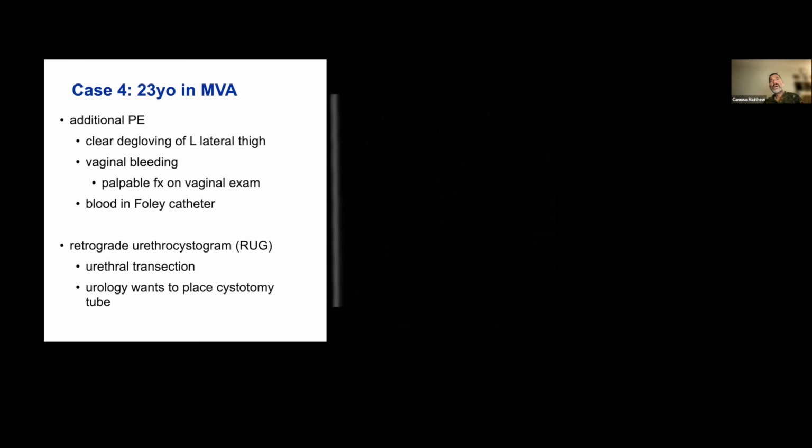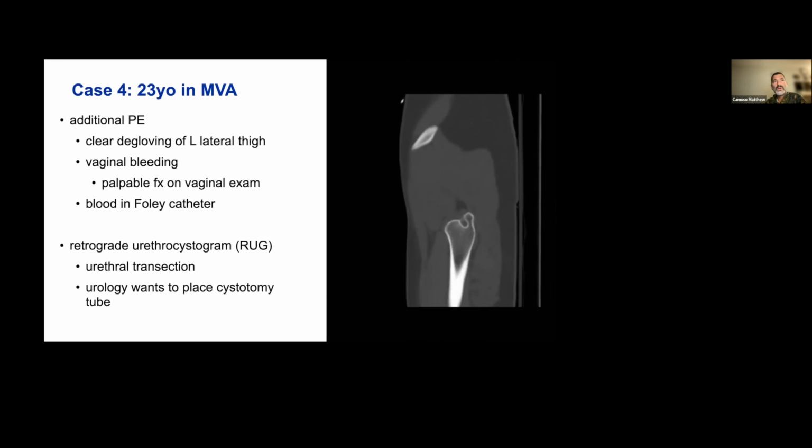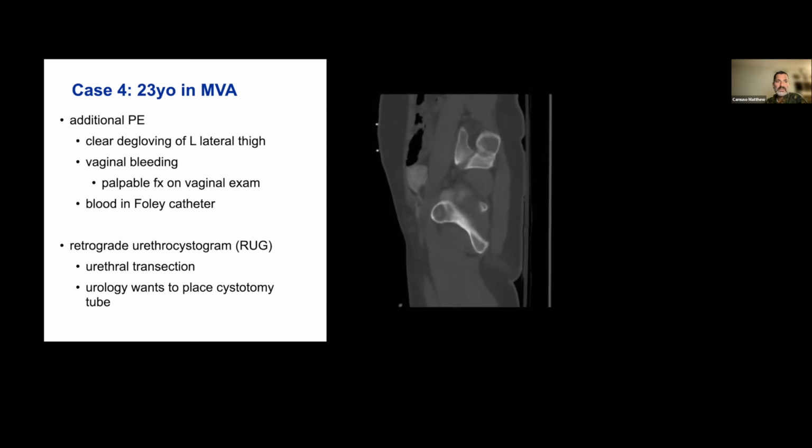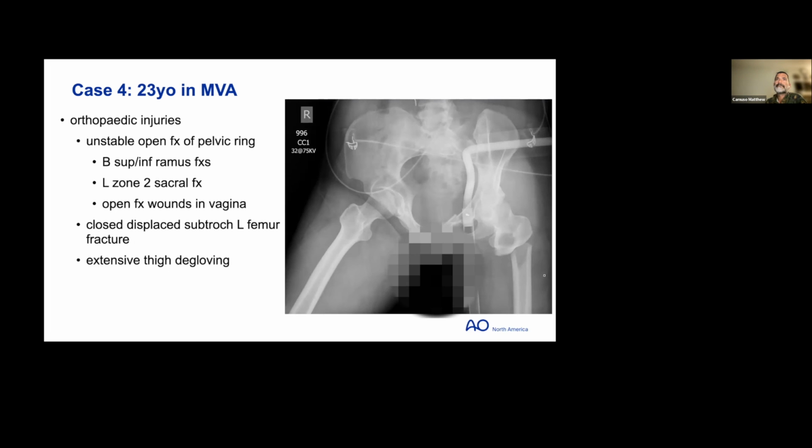So she's got a urethral transection, and urology wants to place a cystostomy tube. She's got that injury. So her orthopedic injuries are this unstable anterior and posterior ring injury. She's got open wounds in her vagina that communicate with these anterior ring fractures. She's got a closed displaced subtroch fracture of her femur and a big thigh degloving. Sort of running out of time here. Priorities, Steve. What are you thinking?